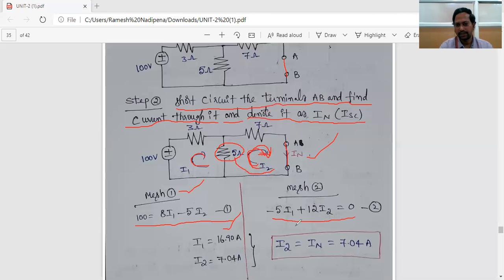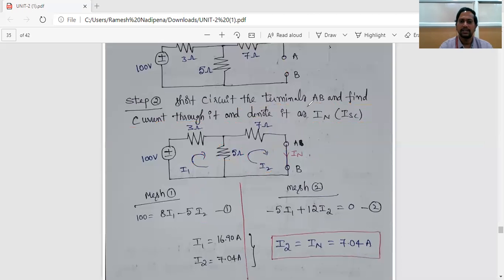See, this is the mesh 2 equation: minus 5 I1 plus 12 I2 equals 0. This is mesh 2, and this is mesh 1. Now solve equations 1 and 2, then we get I1 as well as I2. So this is I1, 16.90 amperes, and this is I2.